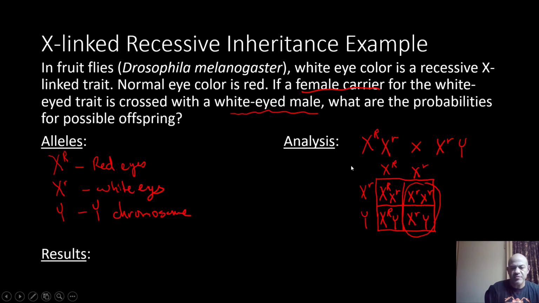So overall, what are the probabilities for all of the possible offspring? If we were to answer this appropriately, we would say that in a genetic cross with two parent fruit flies with those genotypes defined here, 1/4 of the offspring, or 25%, you can answer either way, would be red-eyed female, for the first box.